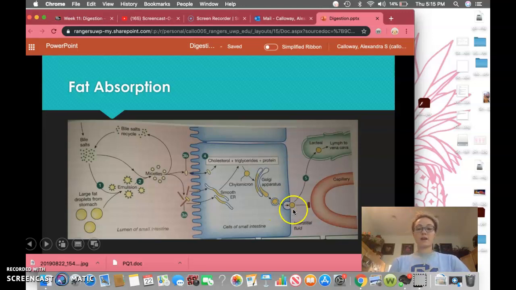And then the fat, or this chylomicron, actually goes through the lymphatic system. So it's taken up by the lacteals, which are the lymphatic vessels. And then they pass through the lymphatic system until they enter the venous blood system right before it goes through the heart. So that is my spiel on GI tract anatomy and the fat absorption.